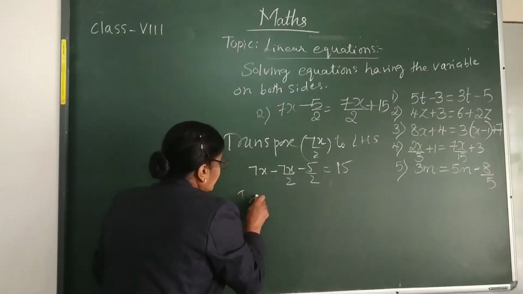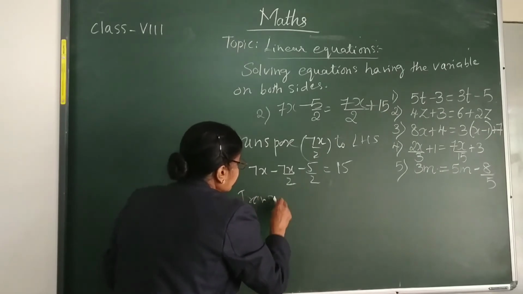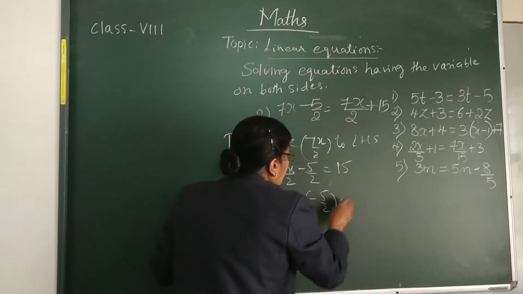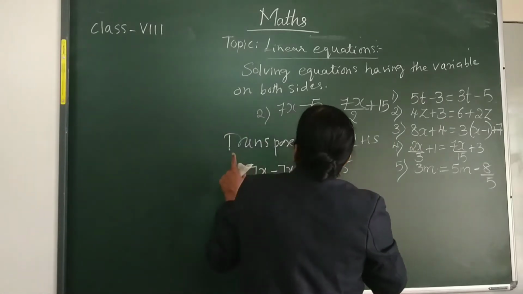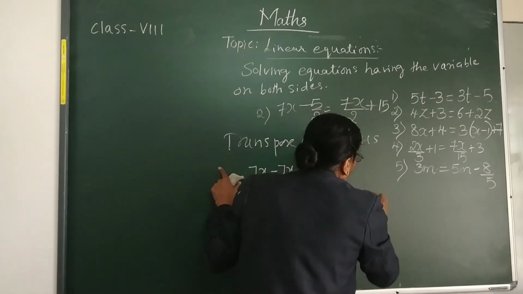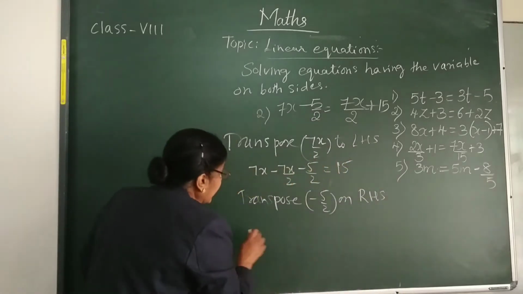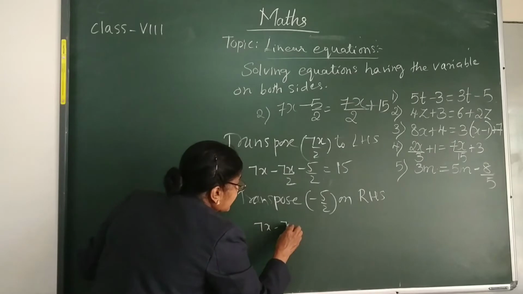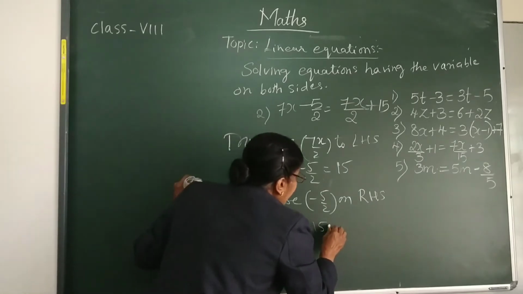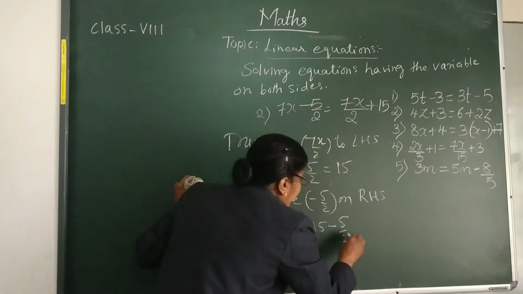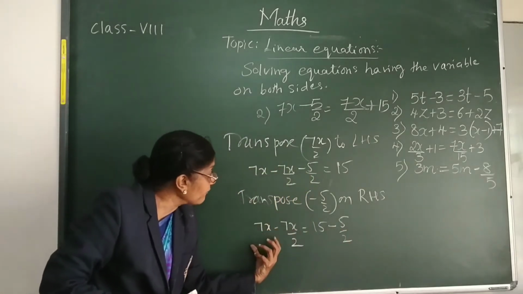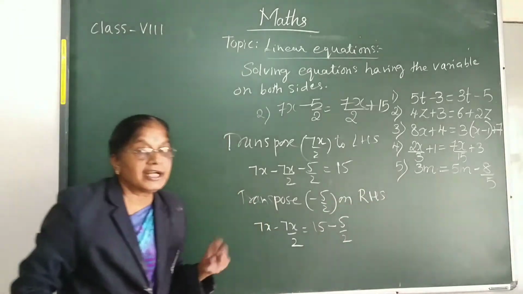So what am I going to do? Transpose minus 5 by 2 to the right hand side. So what shall I get as the final equation? 7x minus 7x by 2 is equal to 15 minus 5 by 2. So you can see the x variable is on the left hand side and the constant is on the other side.